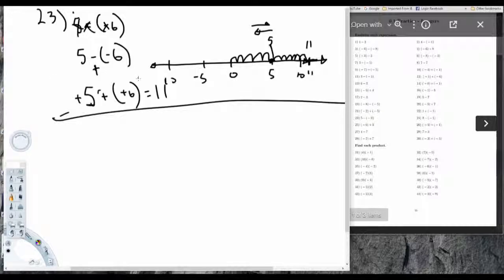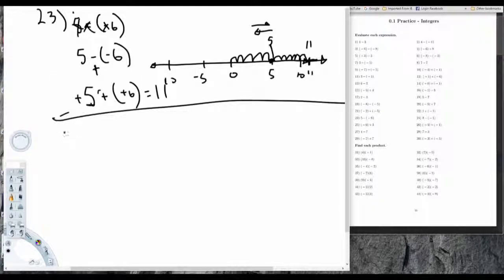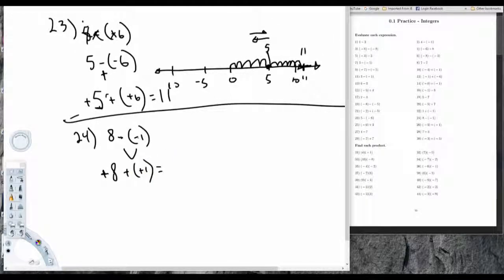Okie dokie. Number 24 now. 8 minus minus 1. Okay, so we have two negatives, so we're saying 8. That's really a positive 8, right? Anytime you don't see a negative, it's a positive. Minus a minus, so that's plus 1. Equals.